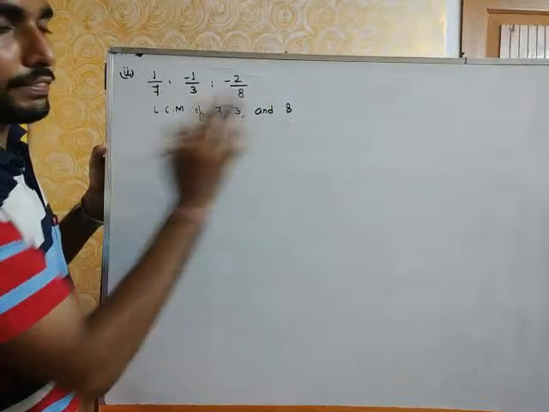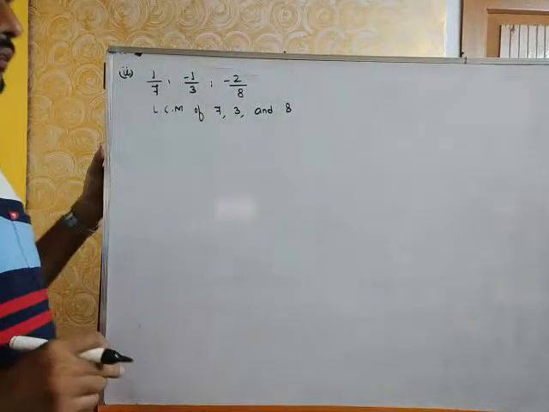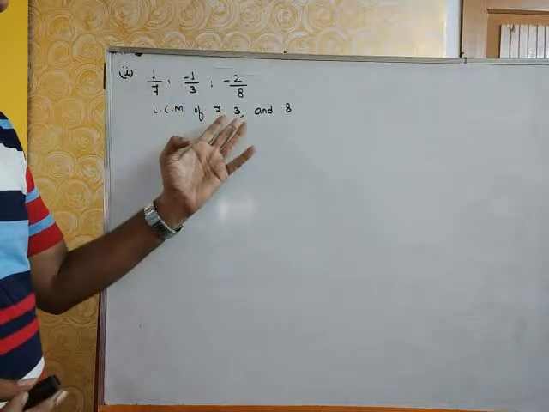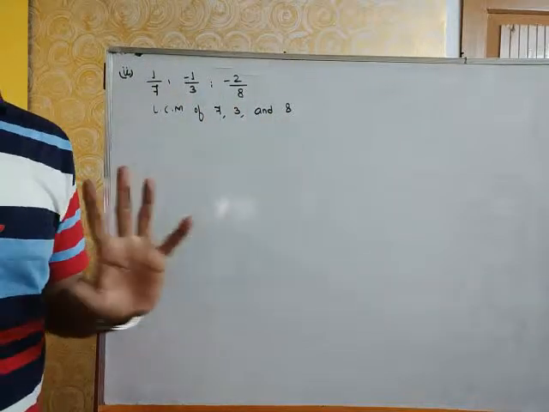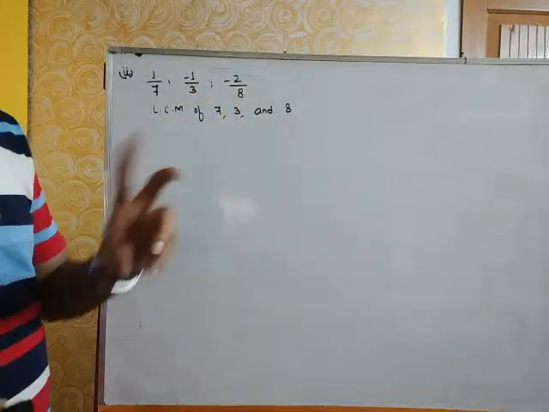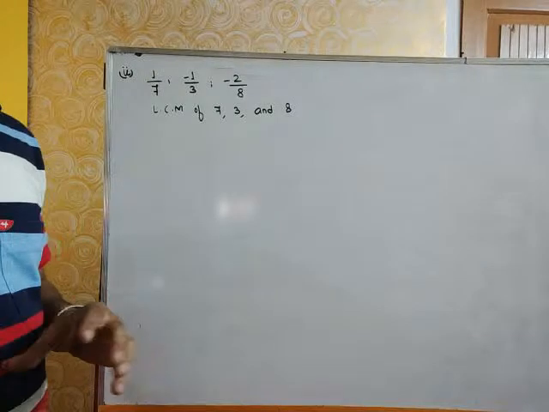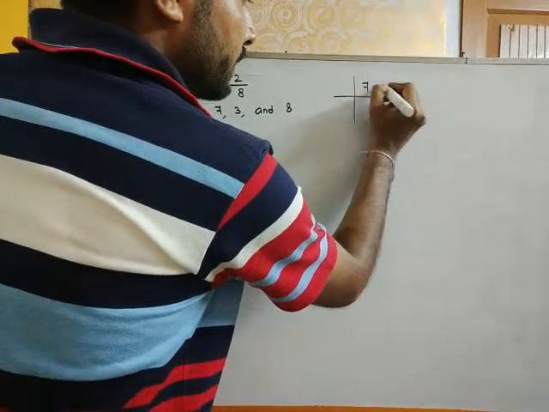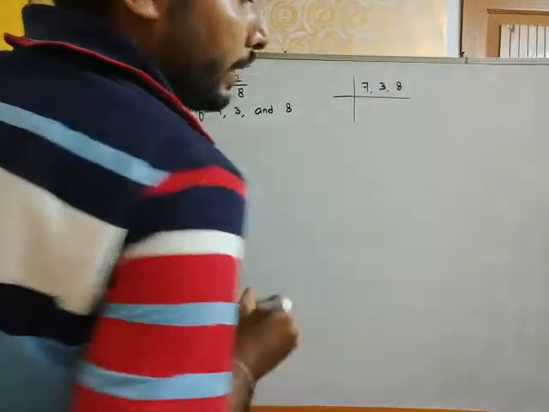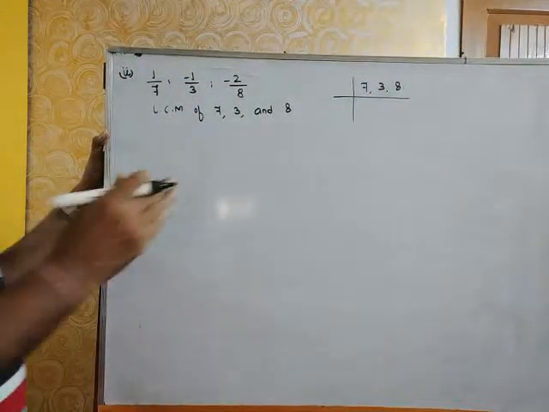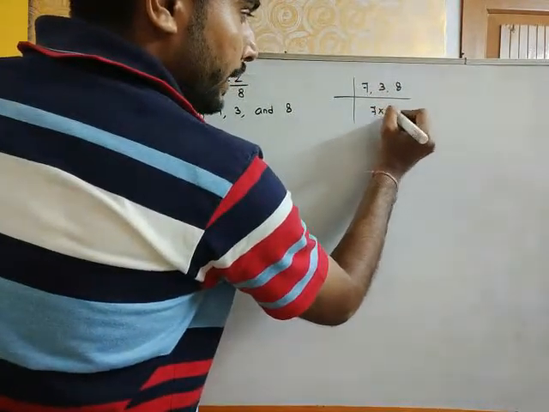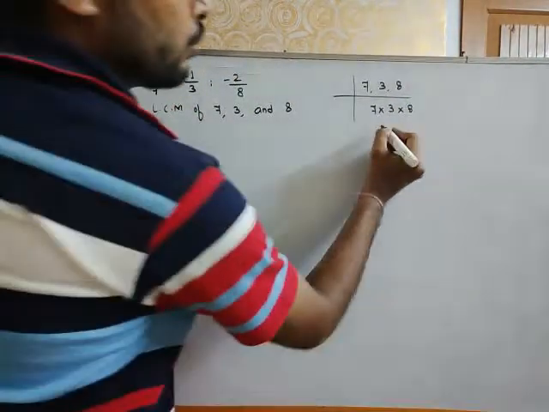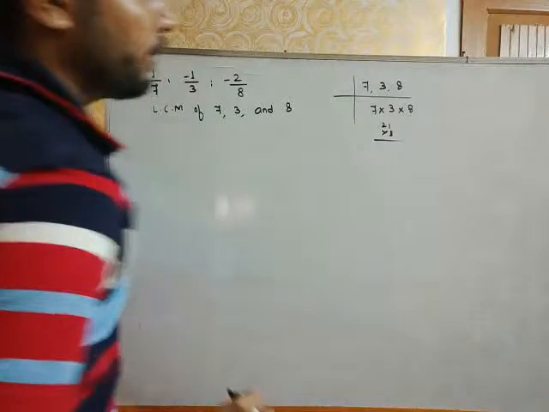3 is not in the table of 8, and 7 is not in the table of 8. These are all co-prime numbers. These three numbers won't be seen in the same table, isn't it? So we will find the LCM. Will 7, 3 and 8 appear in the same table? No. So directly, what we have to do is multiply 7 into 3 into 8. So 21 into 8 is 168.